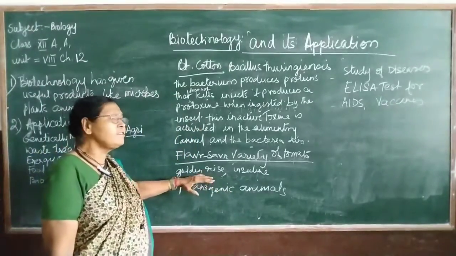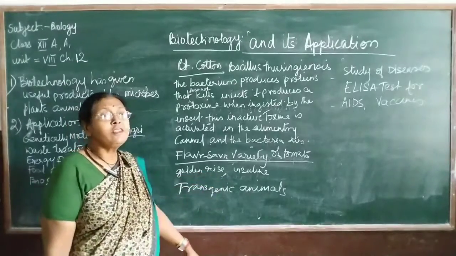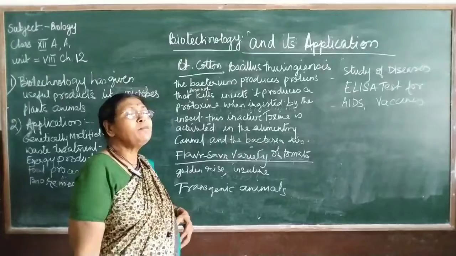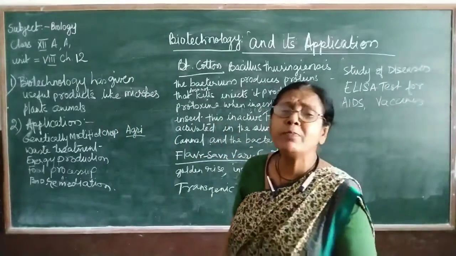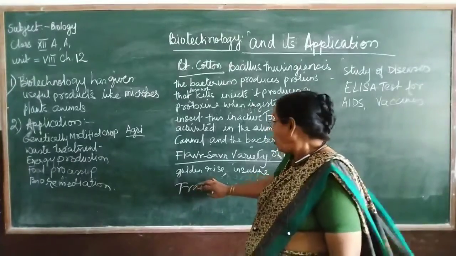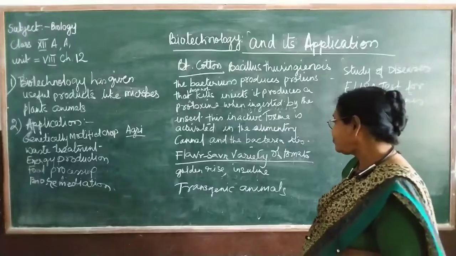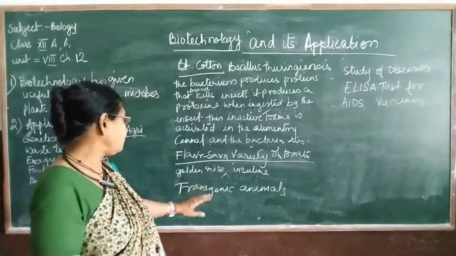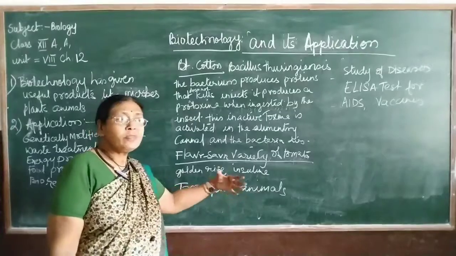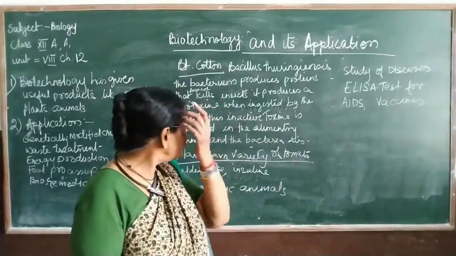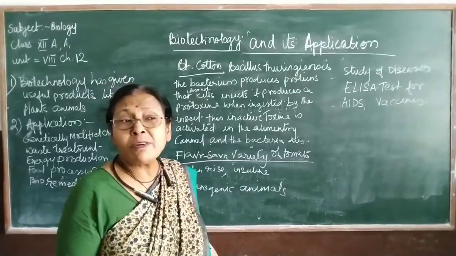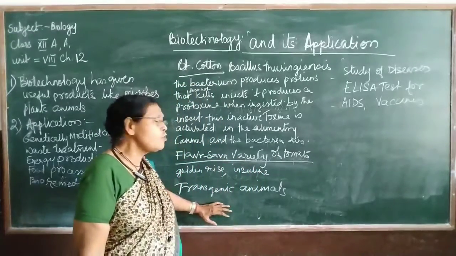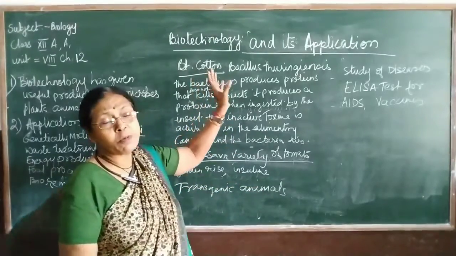Then golden rice. This is a variety of rice where vitamin B is added to the rice. Some vitamin B that is very useful for human beings is added to this rice and it is called golden rice. Insulin is also prepared artificially through biotechnology. Then transgenic animals, many animals are prepared in the laboratory and used for the experiments of scientists, like mice, rabbits, small animals, guinea pigs. They are used for the application of this biotechnology.